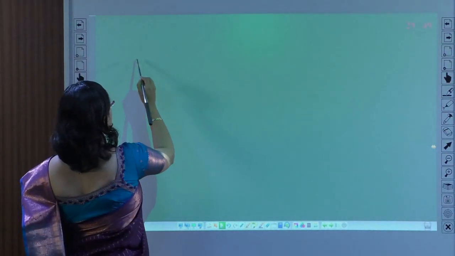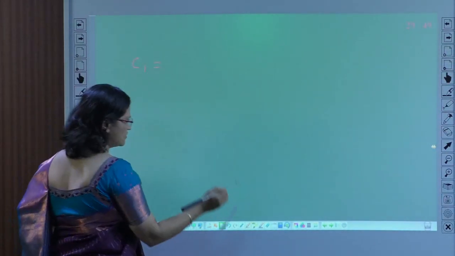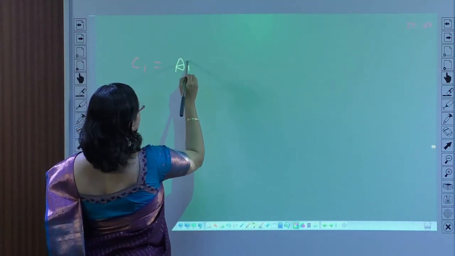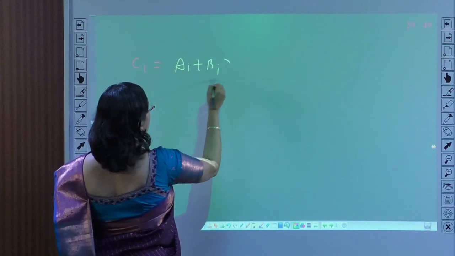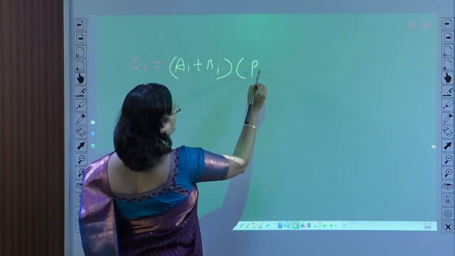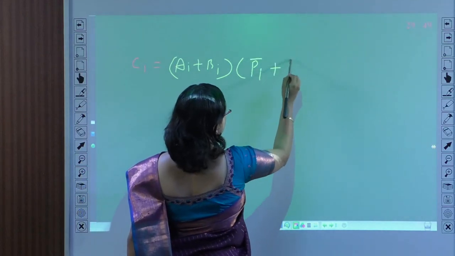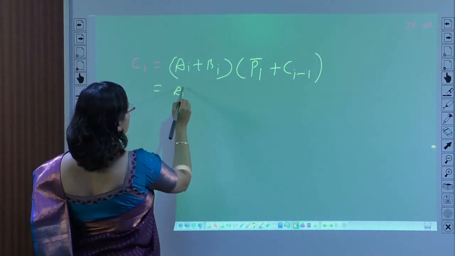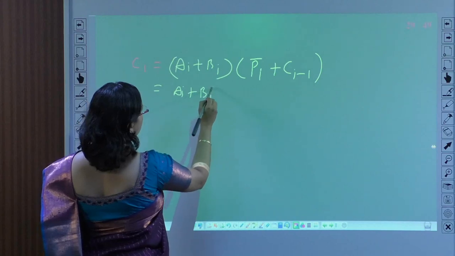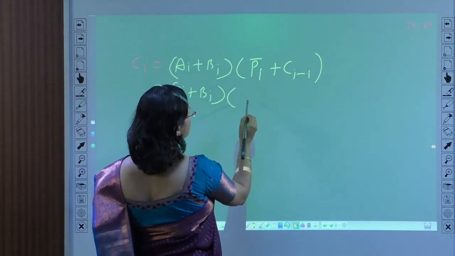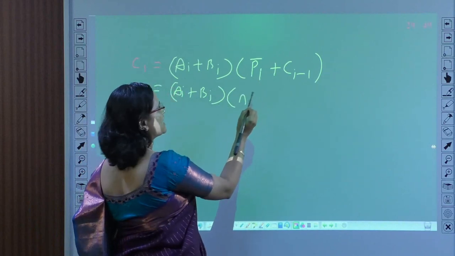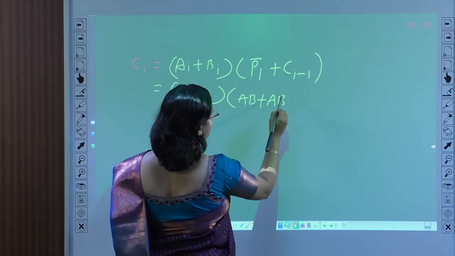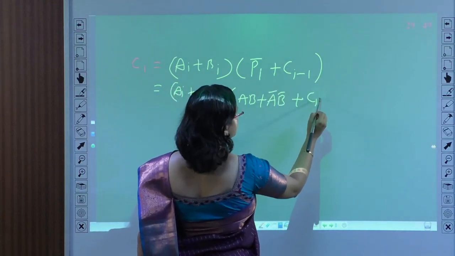So our carry Ci is (Ai + Bi) into (Pi bar + Ci-1). This is what we got, and it is nothing but the same. Pi bar, since Pi is A XOR B, becomes A XNOR B, that is Ai bar Bi bar plus Ci-1.